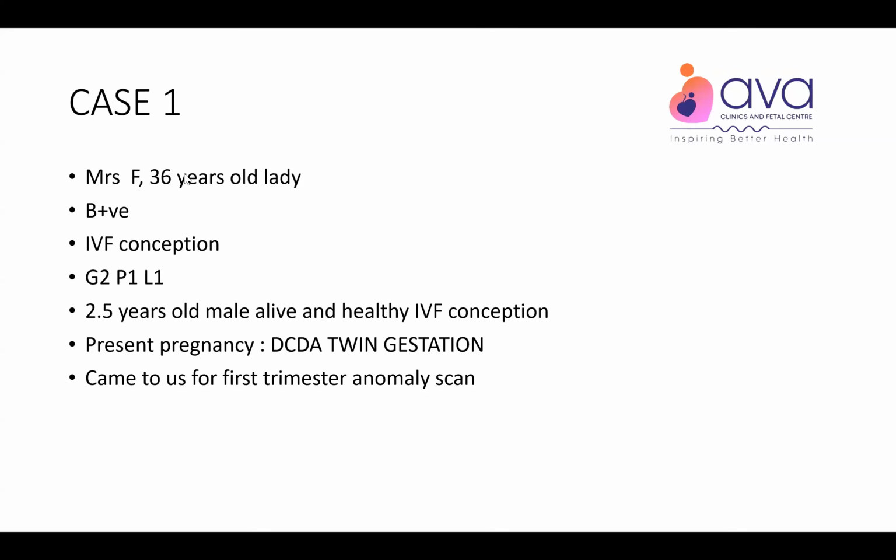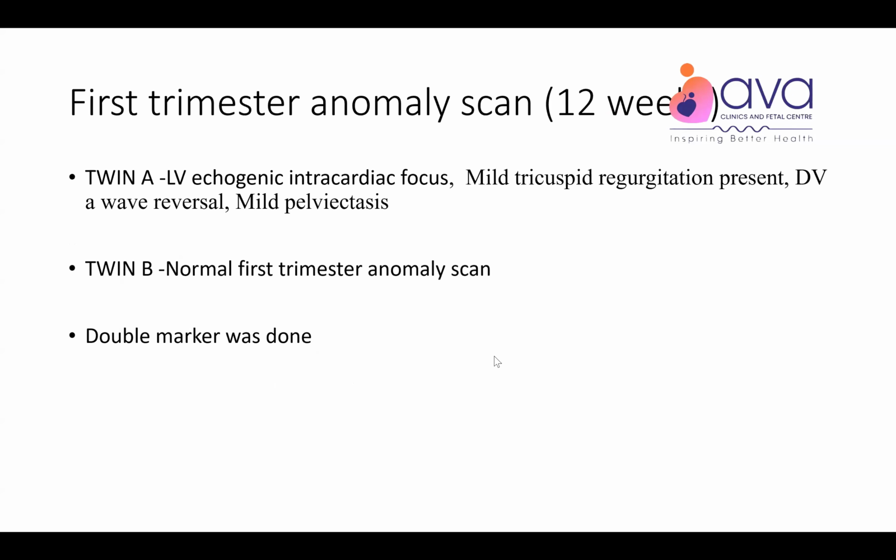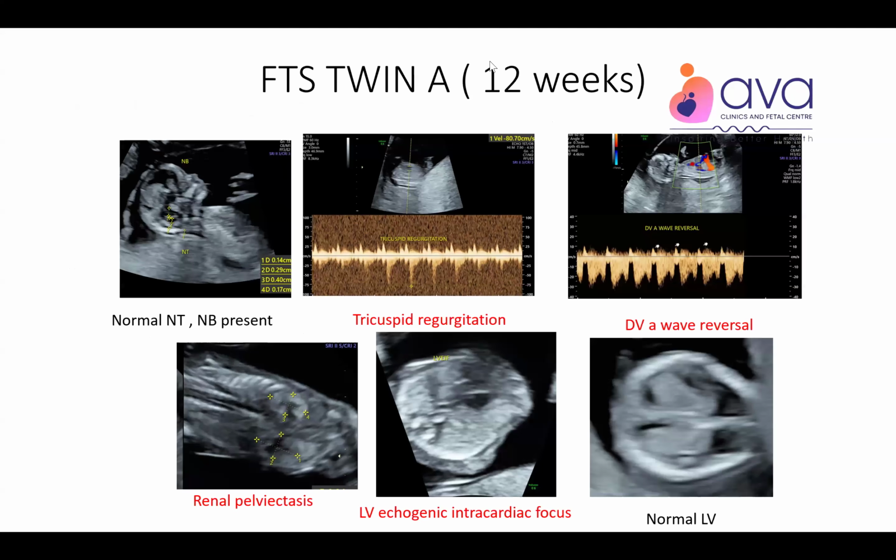So, a 36-year-old lady, Mrs. F, IVF conception. She had a prior 2.5-year-old healthy male child, also an IVF conception. Her present pregnancy is a DCDA twin pregnancy. So she came to us for a first trimester anomaly scan. Twin A, the NT-NB was normal.